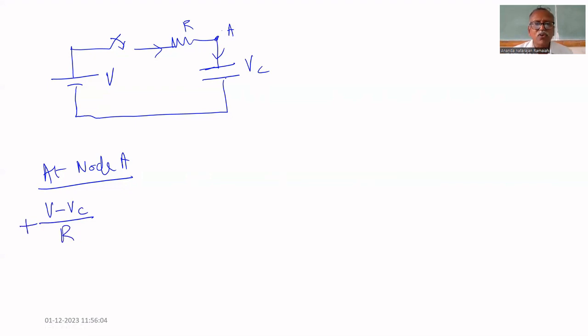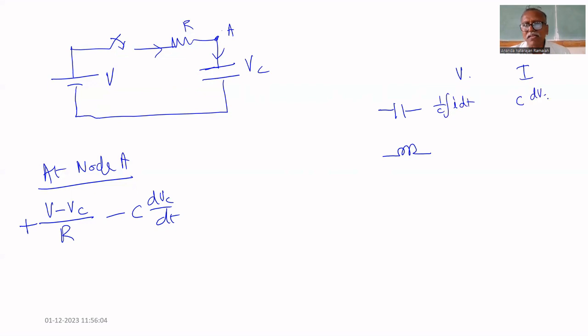What is the outgoing current at node A? Outgoing current, that's why minus. What is the outgoing current? C dVC by dt. We know the current through a capacitor, I already told you that. For capacitor and inductor, voltage and current: the expression for voltage across a capacitor is 1 by C integral of I dt. Current through the capacitor is C dVC by dt, that is IC.